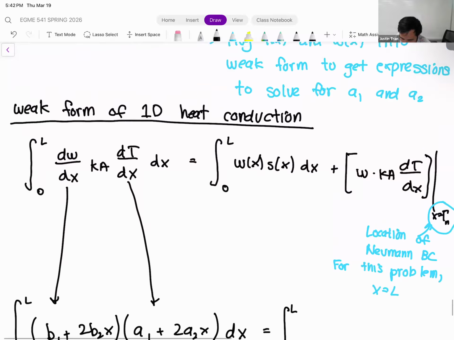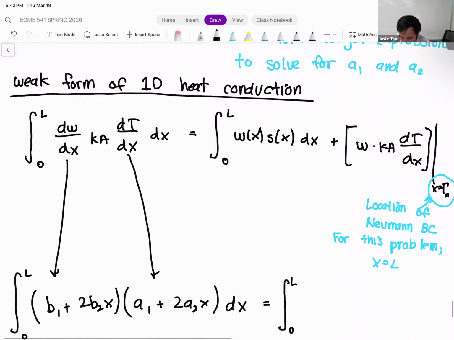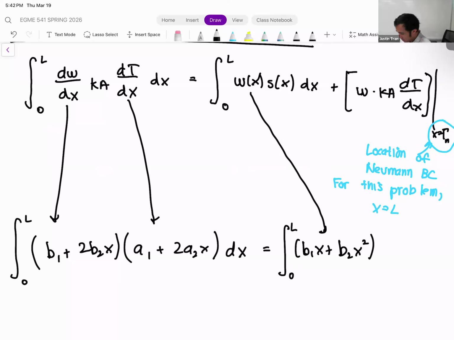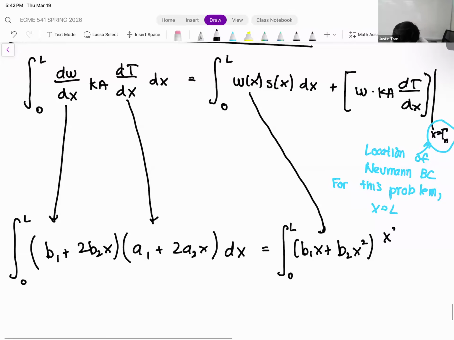W of x, we're just going to write in the expression of w here, so there's no derivative. And so that's going to be b1 times x plus b2x squared. So that right there is w of x. We're then going to multiply that by s of x. So s of x is x squared divided by 5. dx.